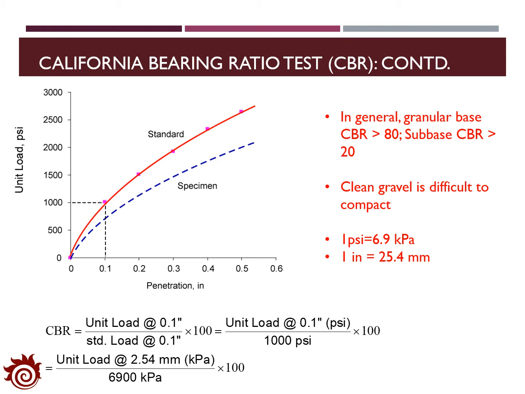If the granular material is applied as the base layer, the CBR value should be higher than 80. For sub-base layer, it should be at least 20. While for the clean gravel, it will be very hard to be compacted, so usually the CBR test is not appropriate for clean gravel materials.